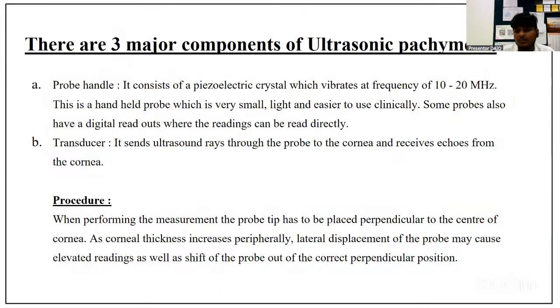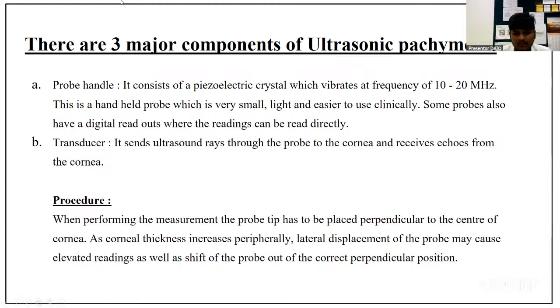There are three major components of ultrasonic pachymetry. First one is the probe handle. The probe contains a piezoelectric crystal which vibrates at a frequency of 10 to 20 megahertz. This is the handheld probe, which is very small, light, and easy to use clinically. Some probes have digital readouts where the readings can be read directly. The transducer sends ultrasound waves through the probe to the cornea and receives echoes from the cornea.